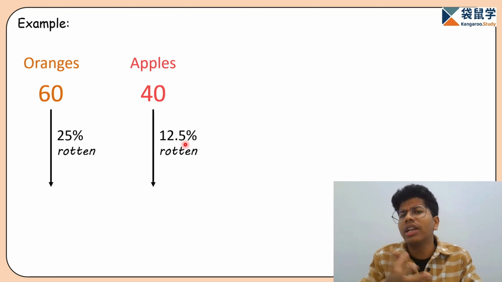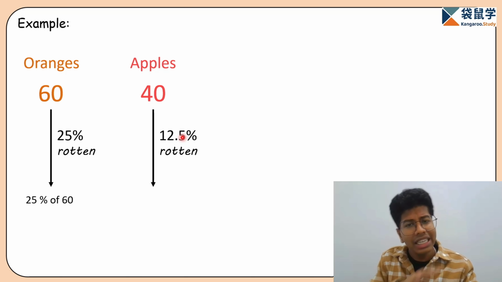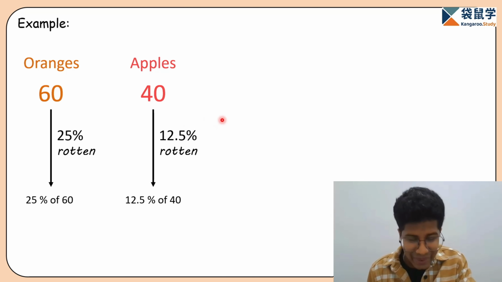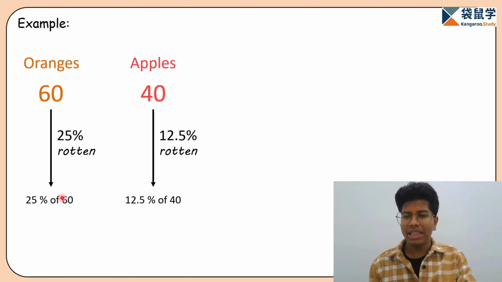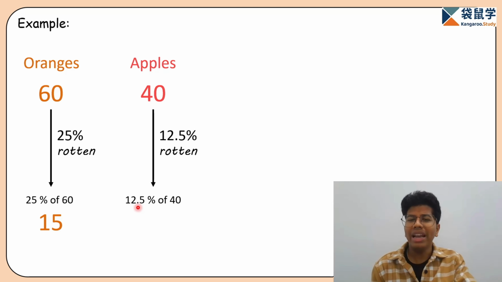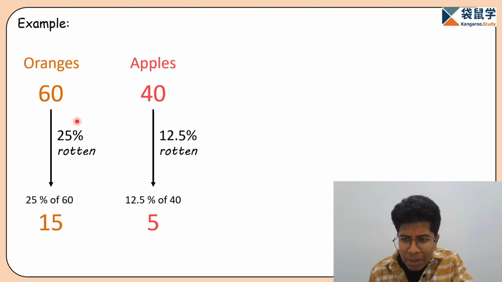Now, if I want to find out the number of rotten oranges and apples, for oranges, 25% of 60 is rotten, right? Now, for apples, 12.5% of 40 is rotten. 25% means 1/4 of 60, which is nothing but 15. 12.5% is nothing but 1/8 of 40, which is nothing but 5. Now here, rotten percentage is given individually for oranges and apples. If I find out the overall rotten percentage, how much will it be? The overall number is 15 plus 5, which is nothing but 20.